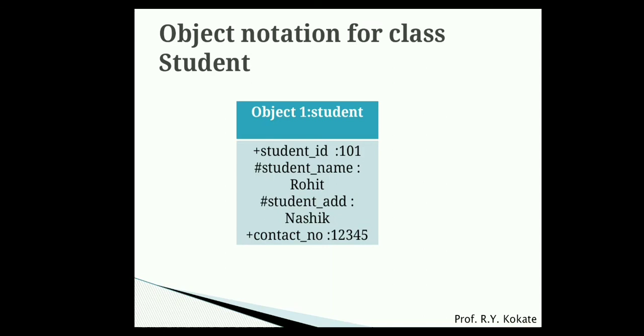Object notation for class student. Object 1 is the name of the object, colon, student is the name of the class. Plus, in second section we pass some values like student ID 101, student name Rohit, student address Nasik. Like that we pass some values in object diagram.